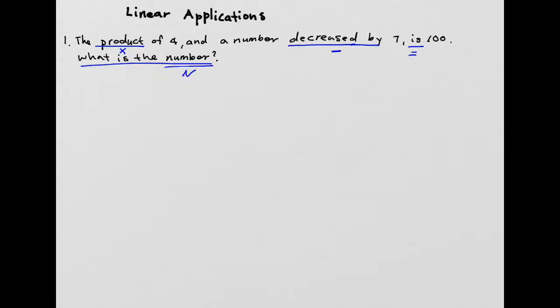So we say the product of 4 and a number decreased by 7. So you're going to have 4 times a number decreased by 7. So 4 is multiplied to the number that's decreased by 7. If we just leave it as it is, this is going to be 4 times n, and that's decreased by 7. But the words are saying that 4 is multiplied by the number that's decreased by 7. So we want to put parentheses around it, so we know that we will do that first. And this is 100.